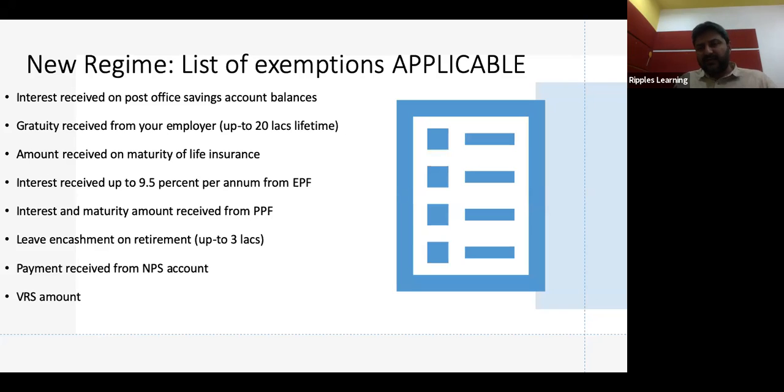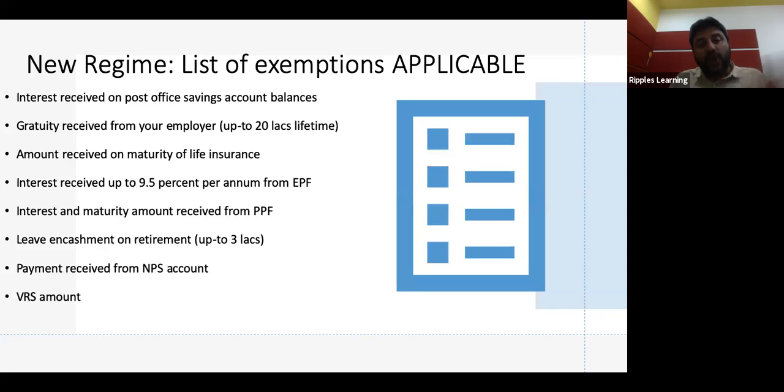Interest from PF exemption is allowed. Interest received up to 9.5% per annum for EPF is exempted under both the existing as well as new tax regime. PF can be about 8.65% as of now, but up to 9.5% of the interest that you are getting is exempted, both in old. So all this is already applicable in old tax regime.